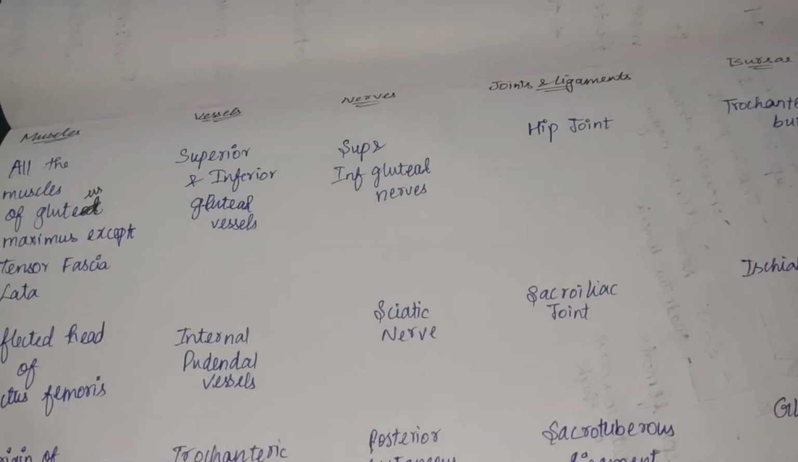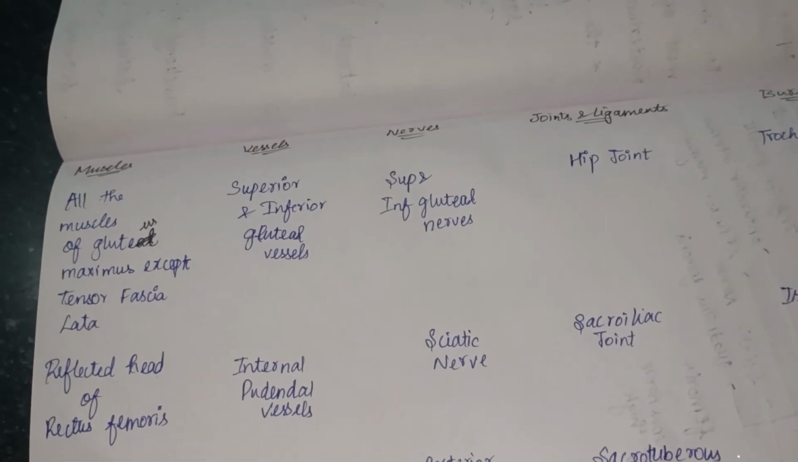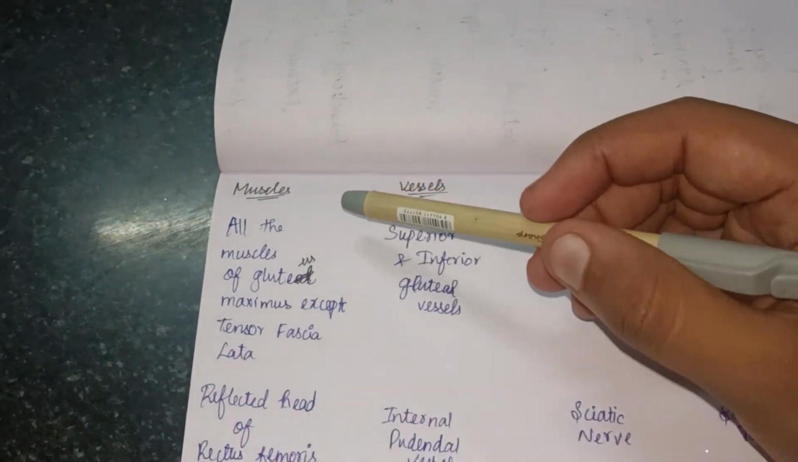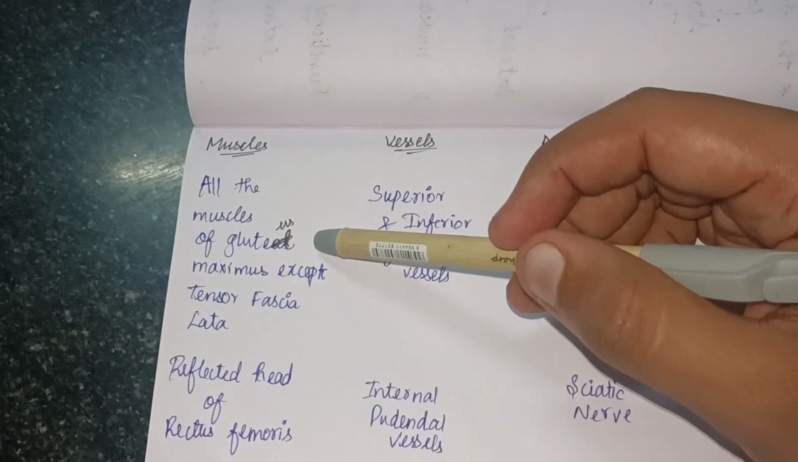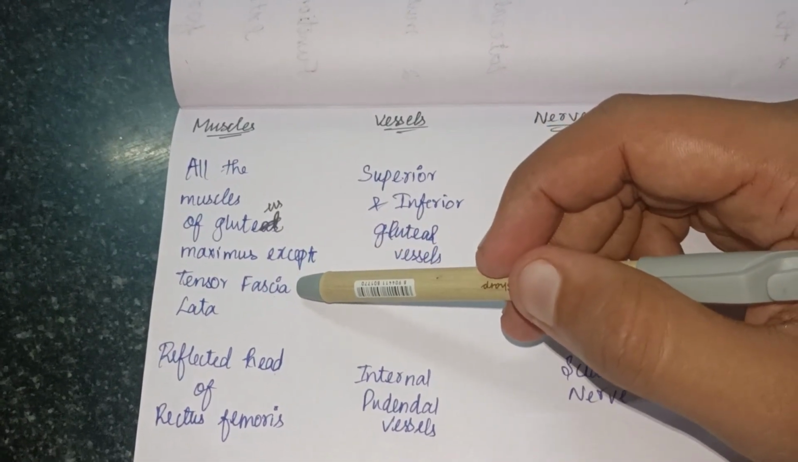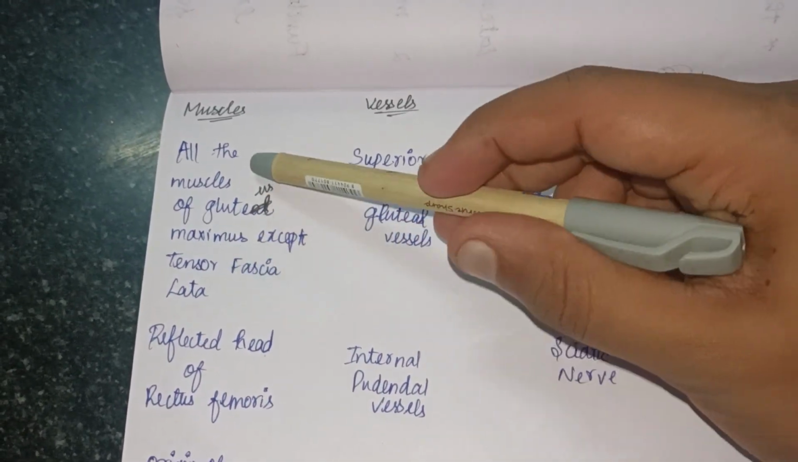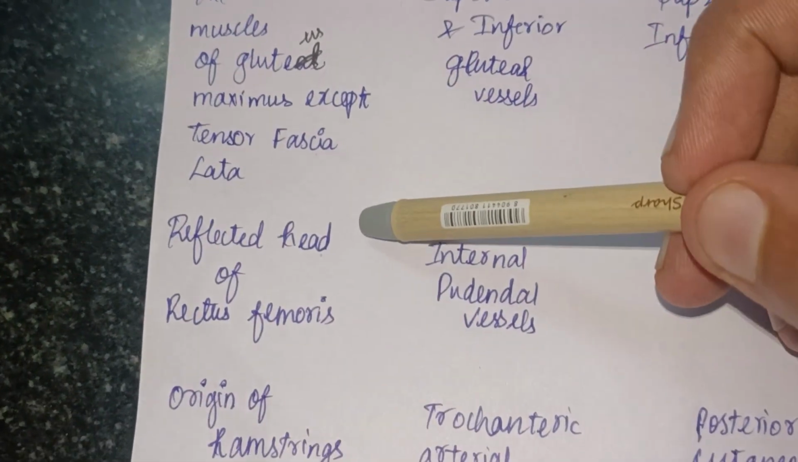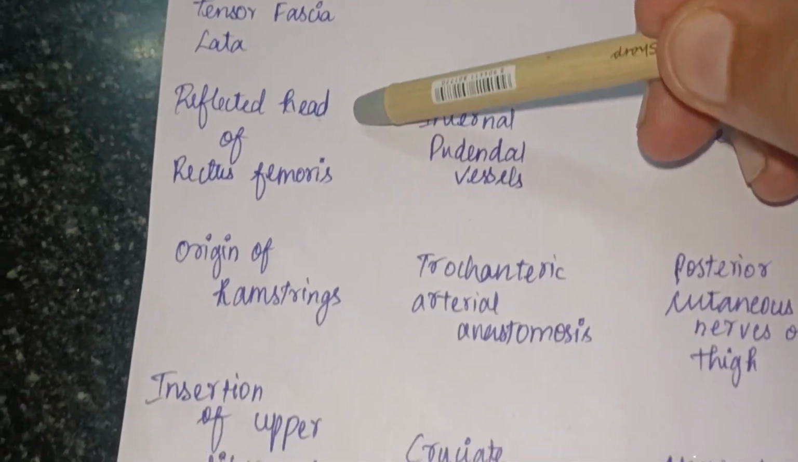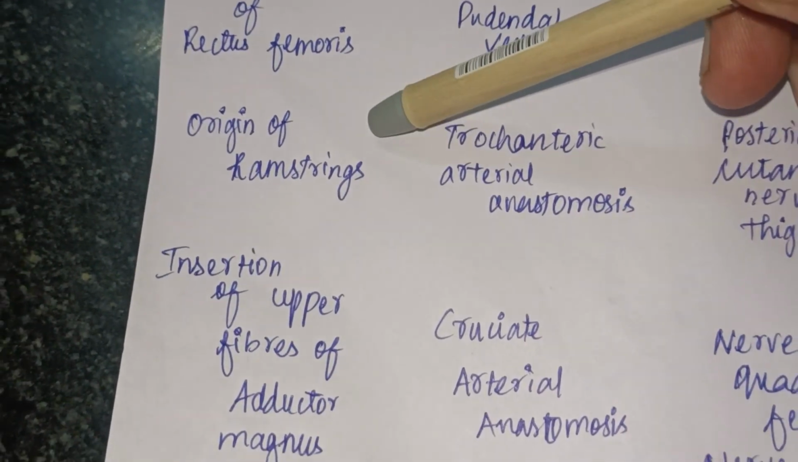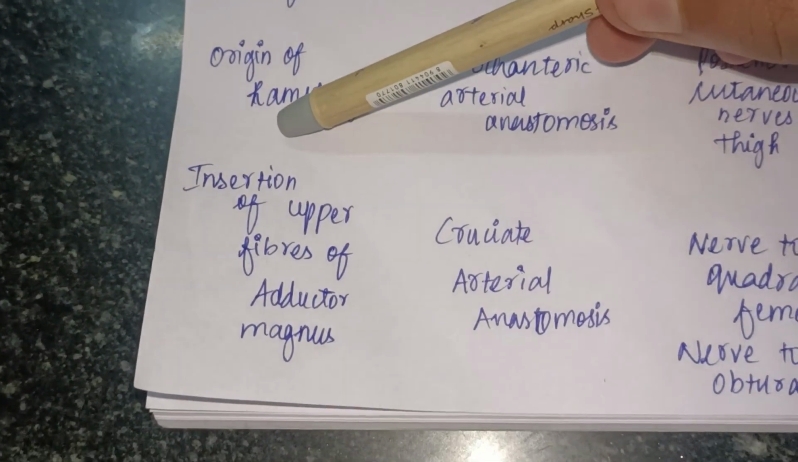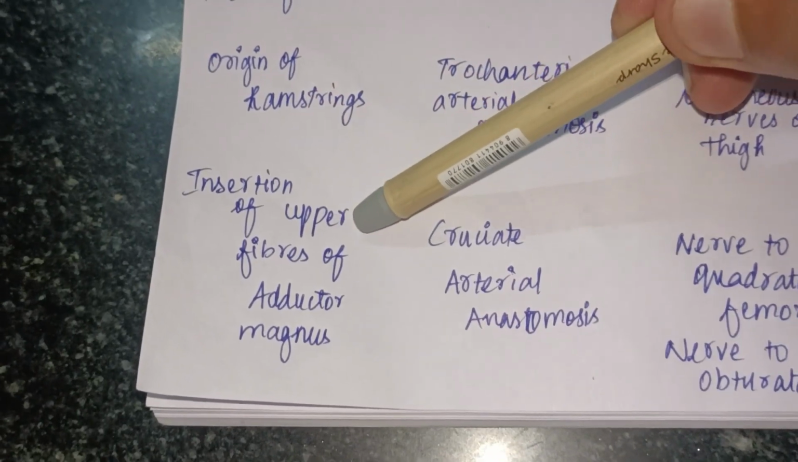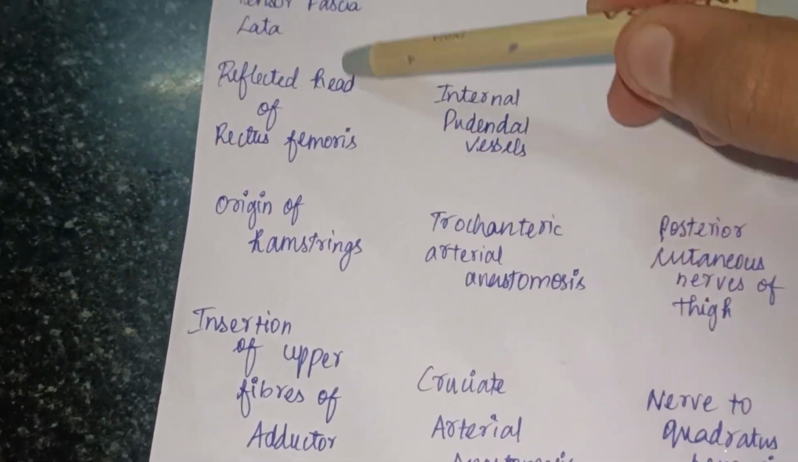Okay, once again, to summarize, the structures under the cover of the gluteus maximus are all the muscles of the gluteus maximus except tensor fasciae lata. Next, reflected head of rectus femoris muscle. Next, origin of hamstrings. Okay, then insertion of the upper fibers of the adductor magnus. Okay, there are 4 muscles.